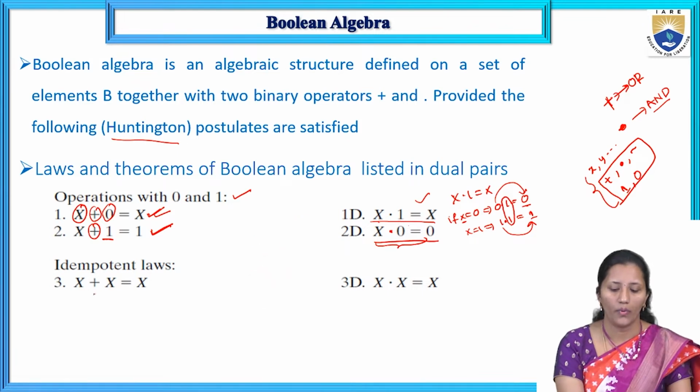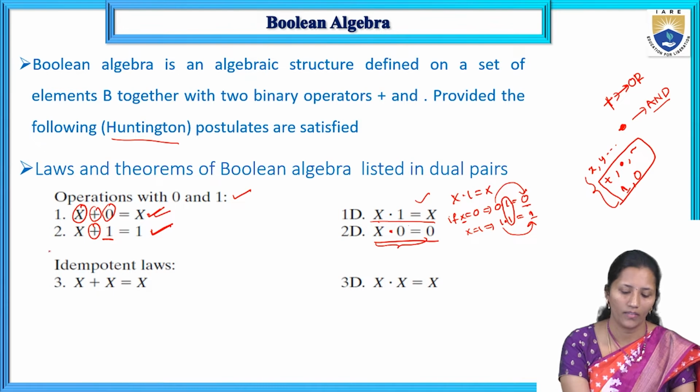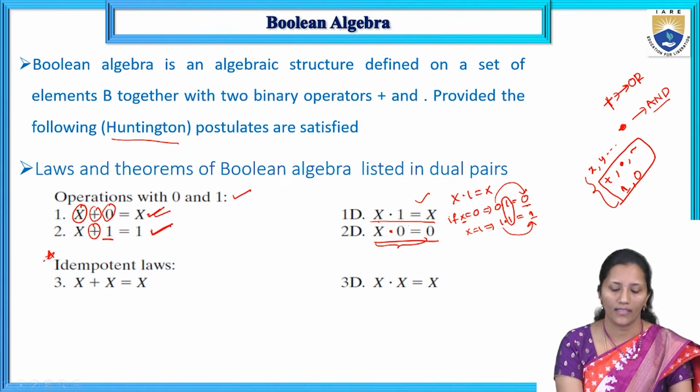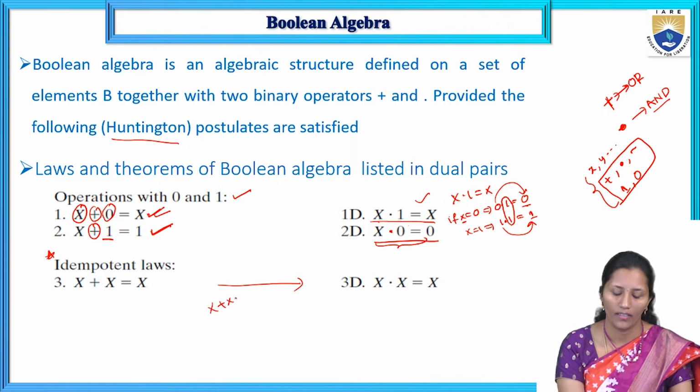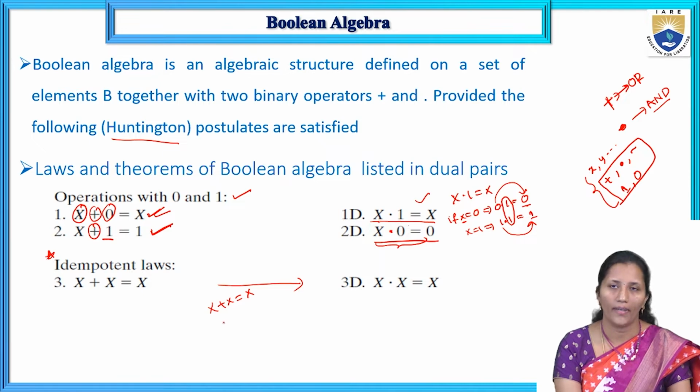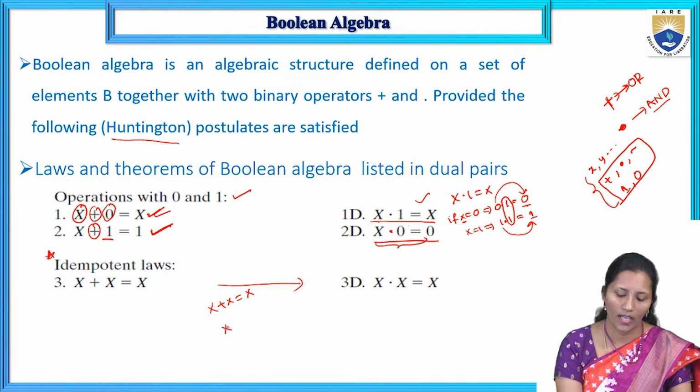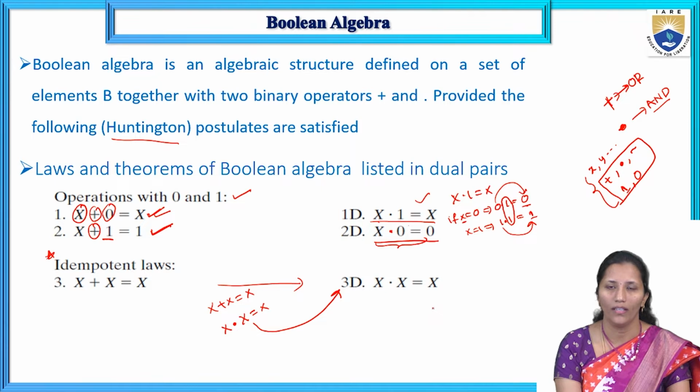Okay, so the idempotent laws. This is also a very important law. x plus x is equal to x and x dot x is equal to x. The duality of this one is x dot x is equal to x. So how can we write the duality? Here the variable will not change, only the binary operator and logic values will change. So x and plus will become the AND operator, x dot x is equal to x. So the duality of this third equation is x dot x is equal to x.